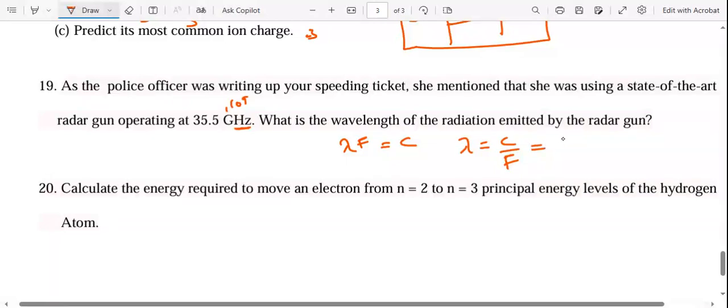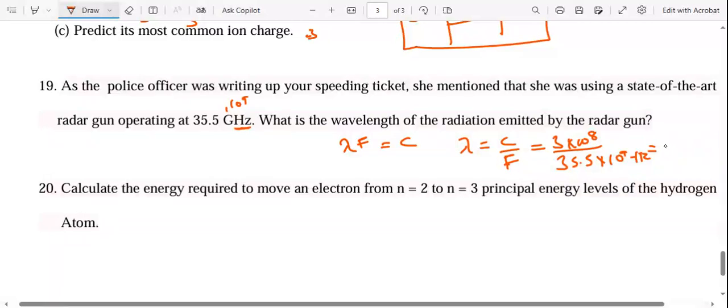Now the speed of light is 3 times 10 to the power 8 meters per second, but I won't write the meter, I'll just write the values. Then the f, which is the frequency, like I said, is 35.5 times 10 to the power 9, giga, so that is in hertz. That's the frequency, so those will be the SI units. If you punch it on the calculator, you find something like 8.45 nanometers. So you can take it in nanometers.